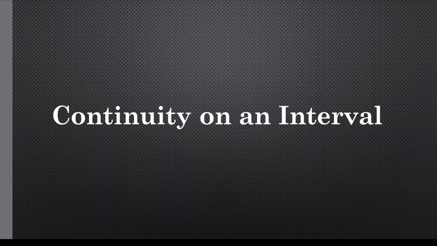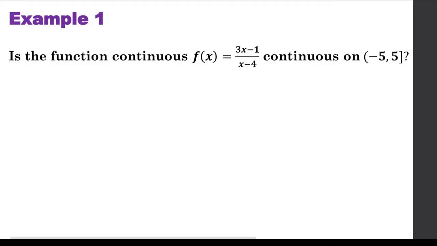In this video, we're going to answer some common problems on continuity on an interval. Let's say, for example 1, we are asked to identify if the function is continuous on -5 to 5. Examining the function here, we have 3x minus 1 over x minus 4. The domain of the given function would be all real numbers except 4.